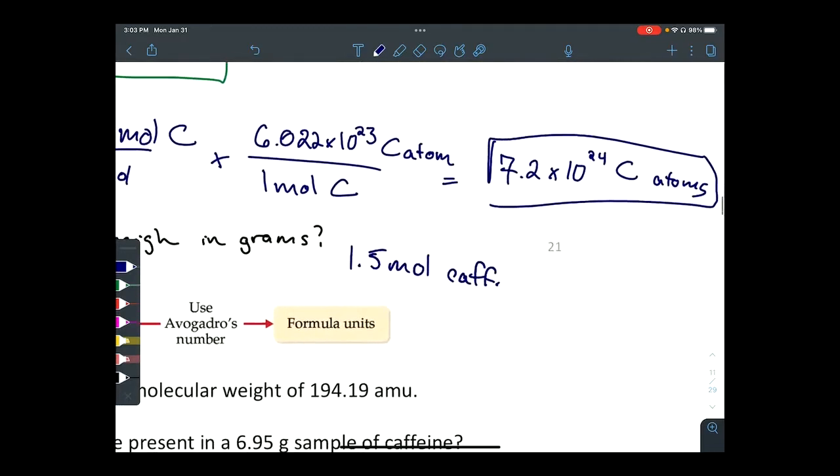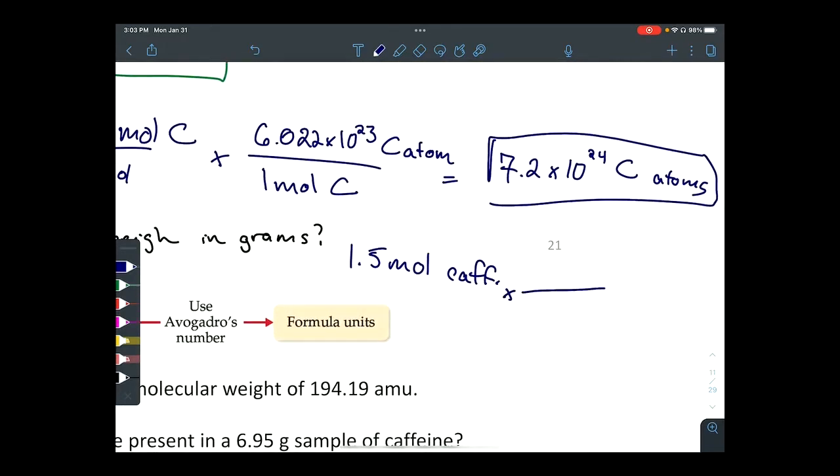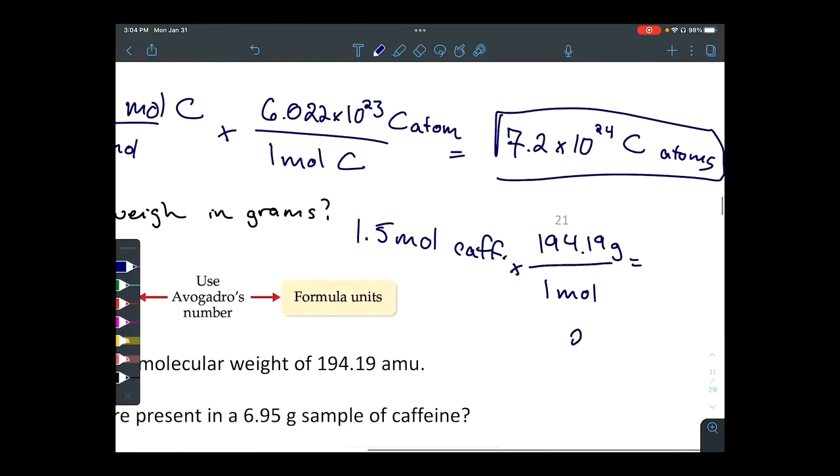And really, if you inspect the units, you'll see it all come together if you're really clever with your units like we did in chapter 1. So here we're going to use the molar mass, 194.19 grams, and then that will give you the mass. I think it's 290 grams or something like that.